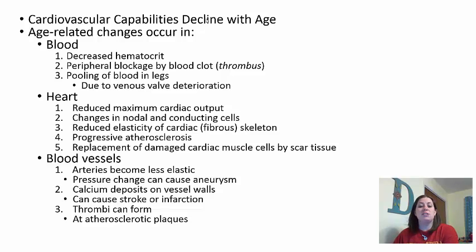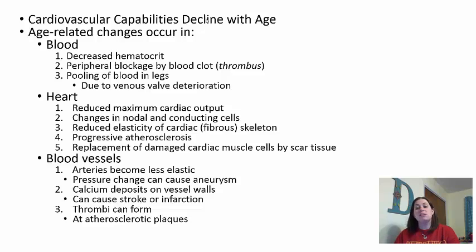This means pressure changes can cause aneurysms. And guys, an aneurysm is when the blood vessel, which should kind of look like this, should be straight on both sides. But when an aneurysm happens, it starts to bulge, and that creates a pocket. This pocket then, if it ruptures, you can bleed out very easily, especially if it's an arterial aneurysm. We also see calcium deposits can start to happen on the vessel walls. This can lead to strokes and even infarctions or heart attacks. Thrombi can form in the blood vessels, and these can be a bigger issue if there are plaques located within the blood vessels themselves.